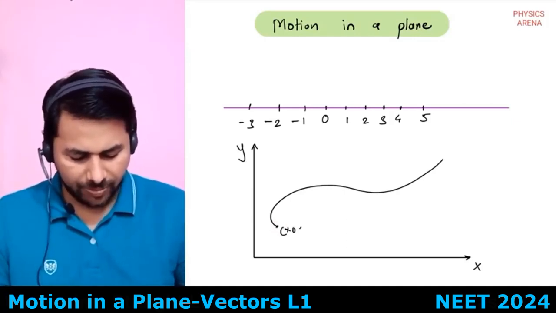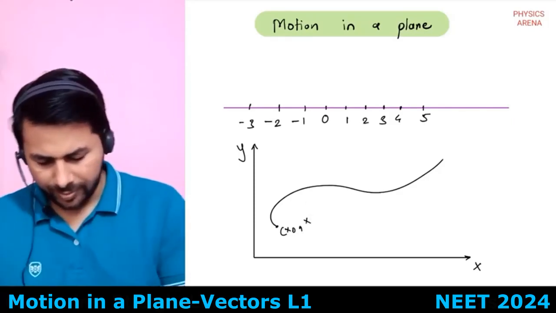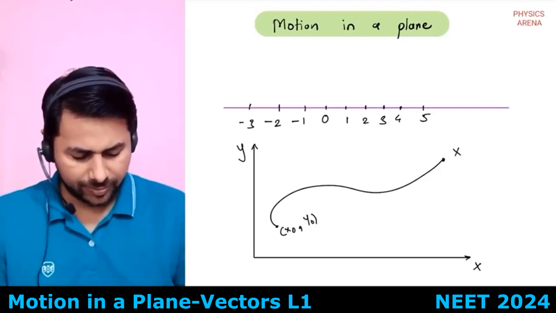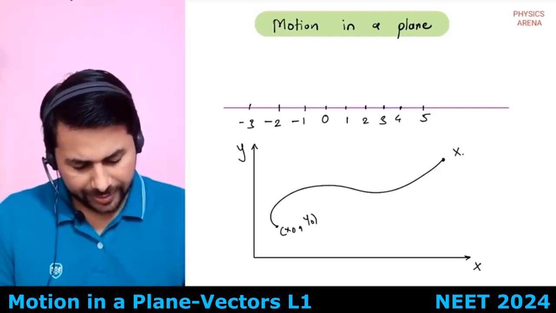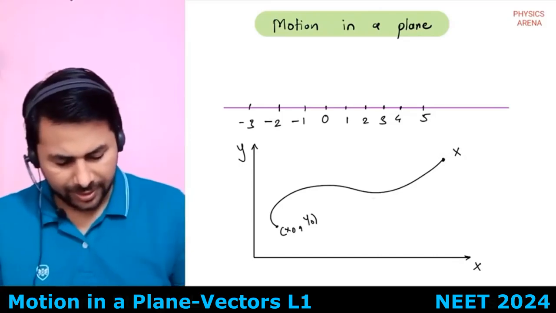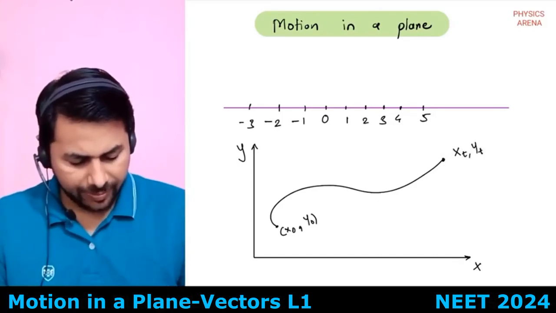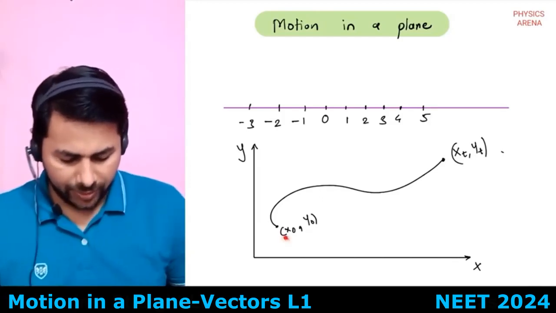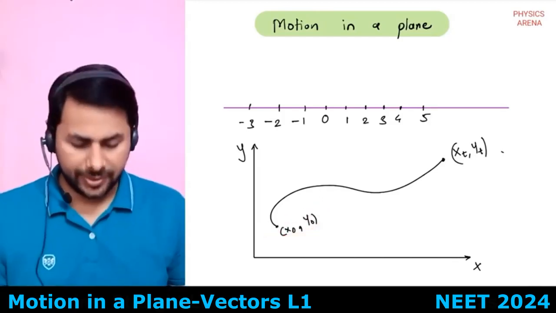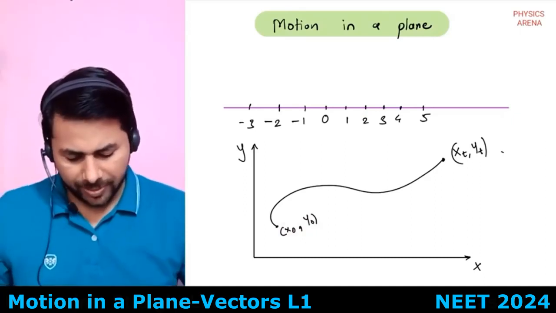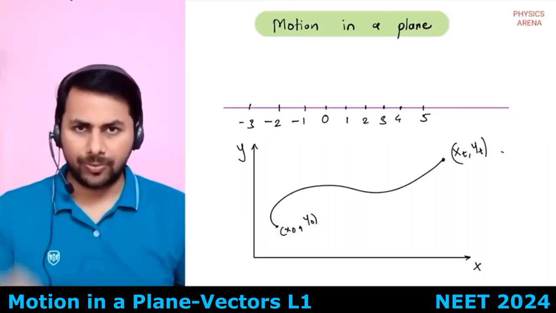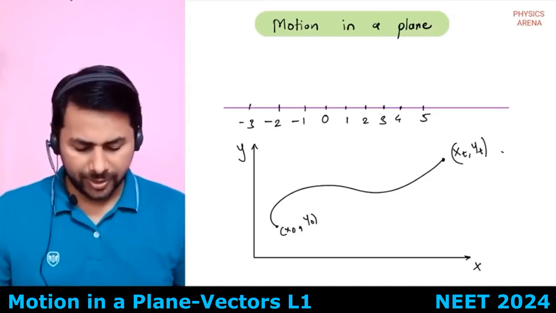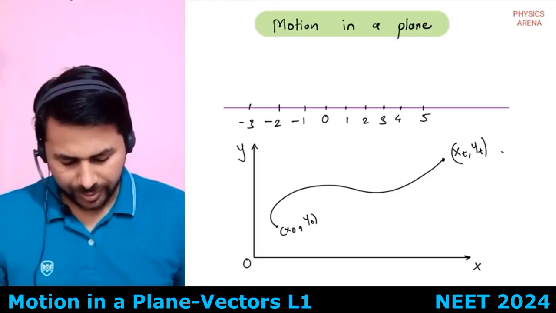So this is the initial position, given by x0, y0, and suppose this is the final position. So it is x at time t and y at time t. Now there are two ways. Either we can keep track of these coordinates, or we can keep track of the distance of that point, the distance of the position of the object with respect to the origin, right?